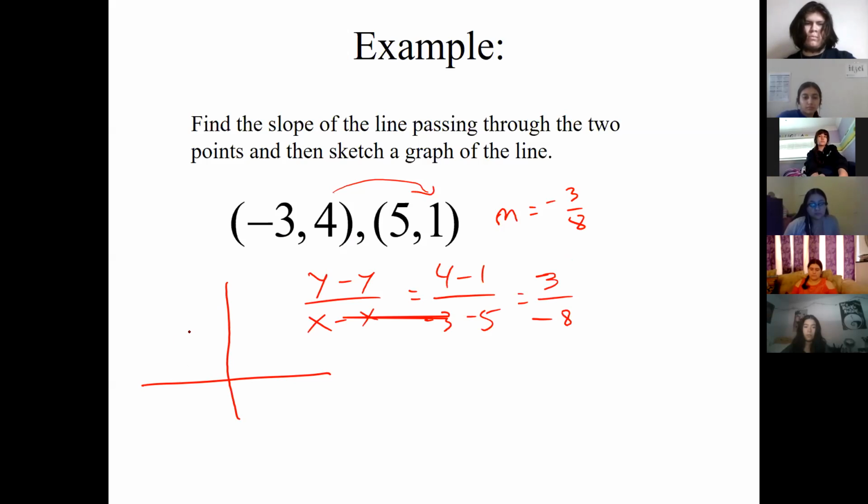So negative 3 and 4 is going to be up here. And 5 and 1. I'll do that right there. And watch this amazing straight line.